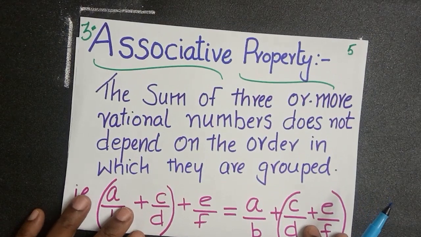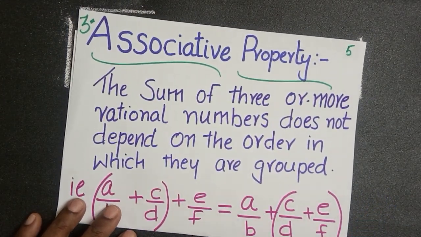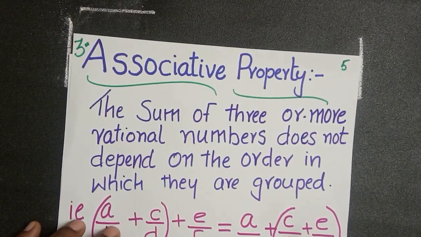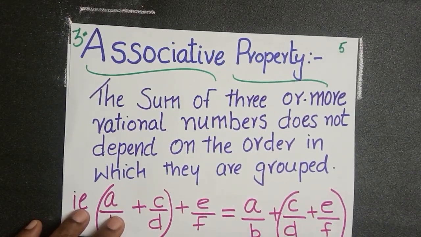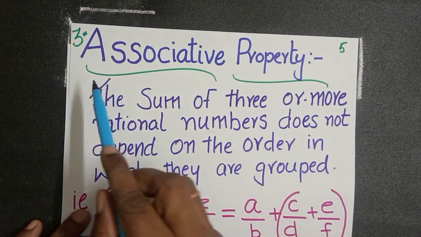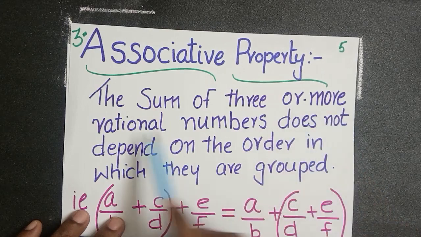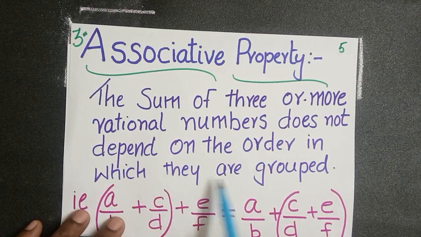Now let us discuss the third property, which is associative property. Association means group. It is an extension of commutative property. In commutative property, we learned that when you add two rational numbers, if you take them in any order, the answer will remain the same. Here we are taking three or more rational numbers. What does associative property say? The sum of three or more rational numbers does not depend on the order in which they are grouped.